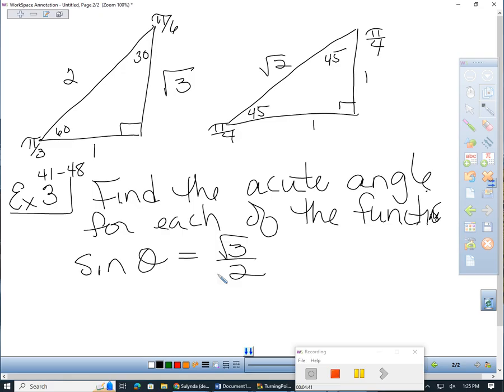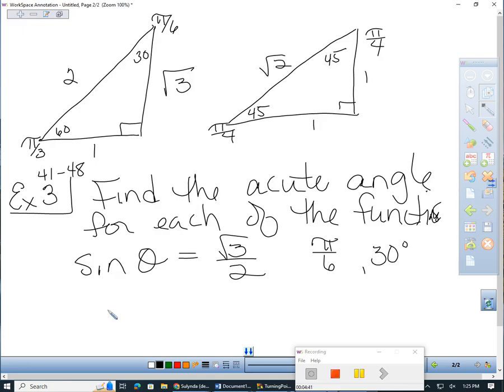Okay? So obviously the triangle that has square root 3 in it and 2 in it is our 30/60, right? And so we've got to look at our angles and make sure this is opposite over hypotenuse. So which angle is opposite the square root 3? Correct. So this answer would be pi over 6 and 30 degrees. It does ask for both measurements, okay?